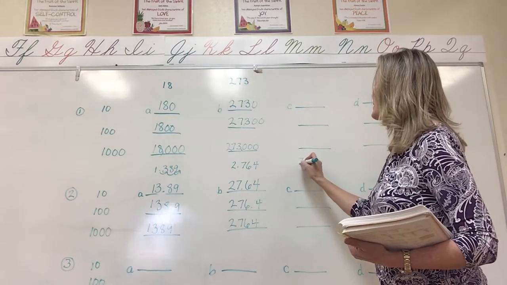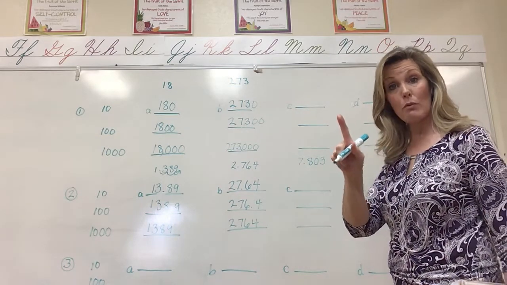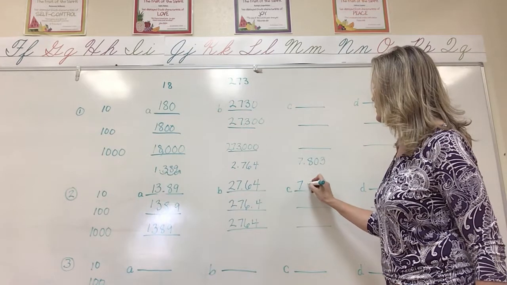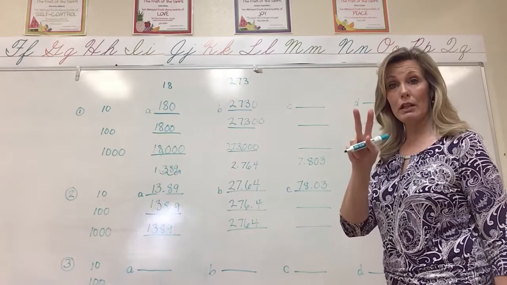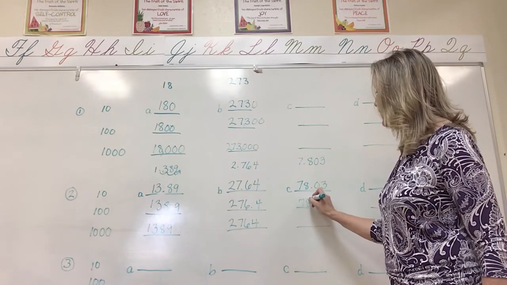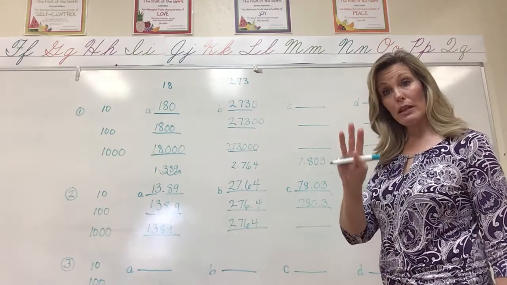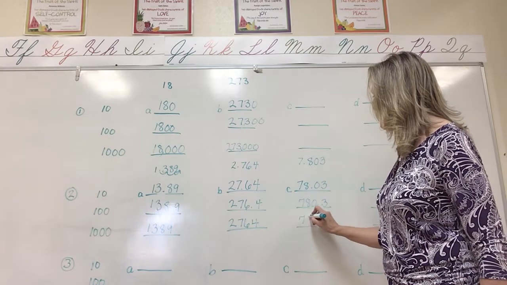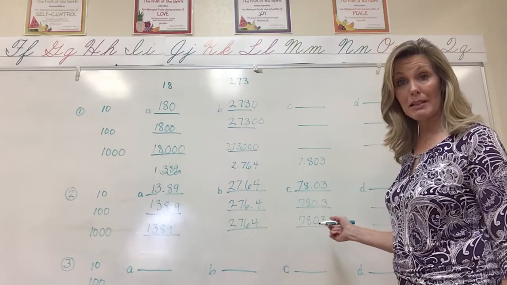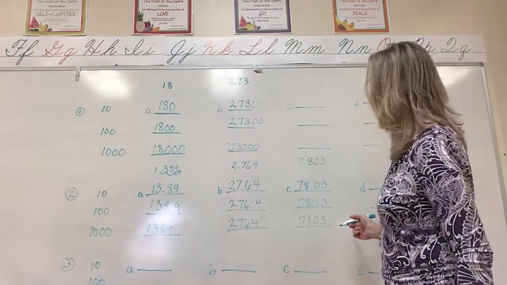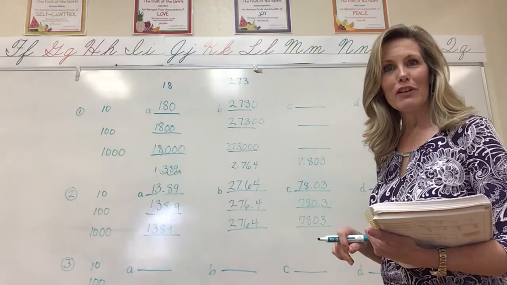Okay, letter C, 7 and 803 thousandths. All right, so if I multiply by 10, I'm moving it 1 place. 78 and 3 hundredths. If I multiply by 100, I'm moving it 2 places. 780 and 3 tenths. If I multiply by 1,000, I'm moving it 3 places. 7, 8, 0, 3, and I don't have to write my decimal point because it's at the end. It's understood. Okay, I'm going to let you do D and E. And F. There's an F on all of these.